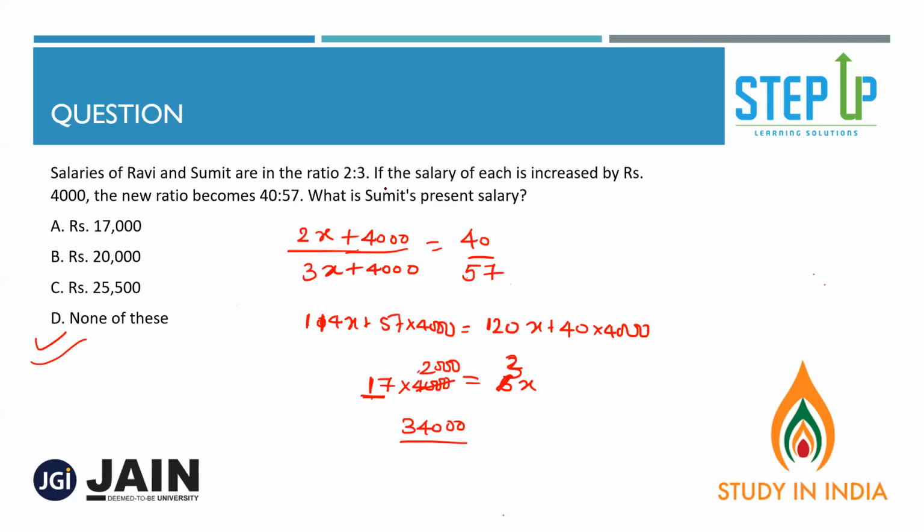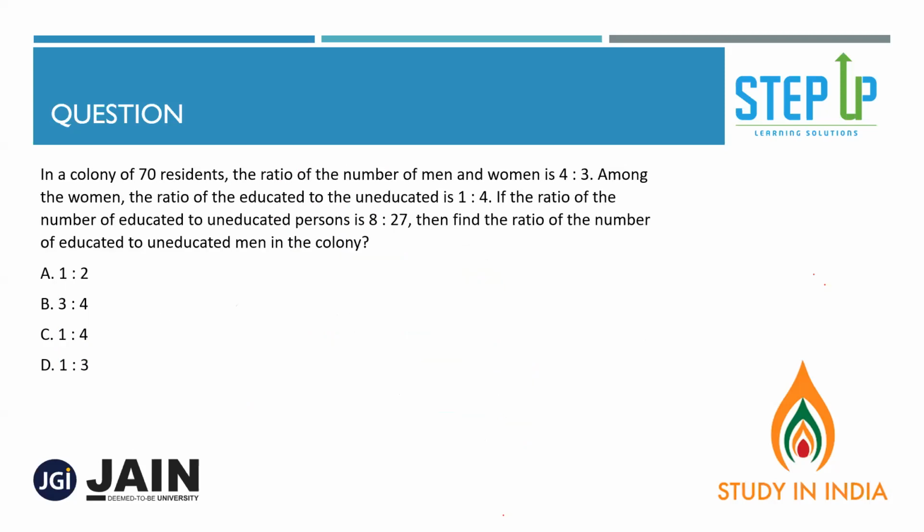3x. So with salary they are asking, right? People, 3x, that's it. So 34,000 would be the answer. Sanjay Betha, I hope you understood. Because Sumit's salary is the 3x part. Got it? Somebody answered 34,000. That's correct. Lyle also, I guess. Fine. Answer is none of these. Fine. Let's go for this one.